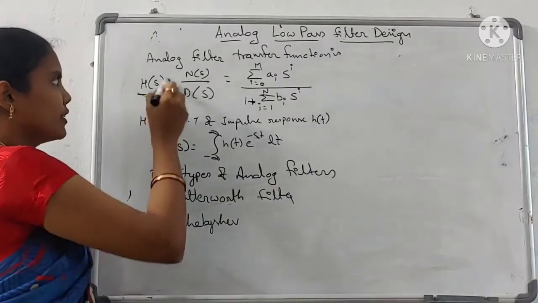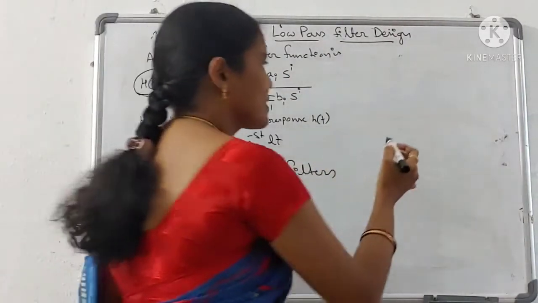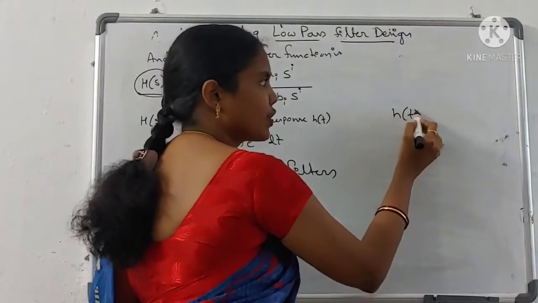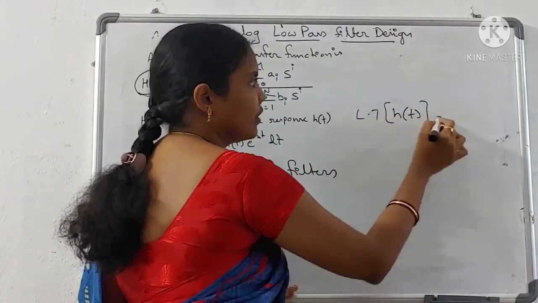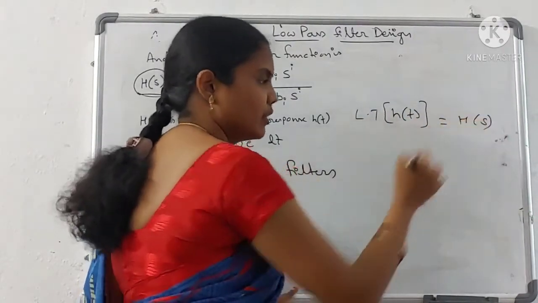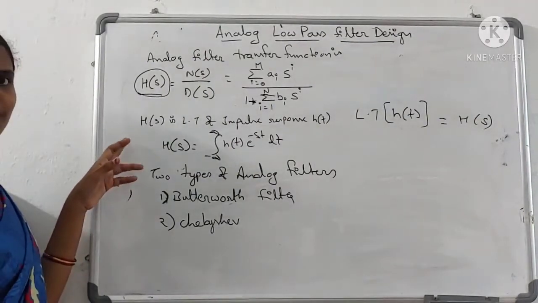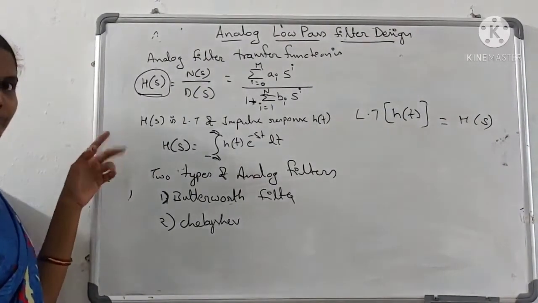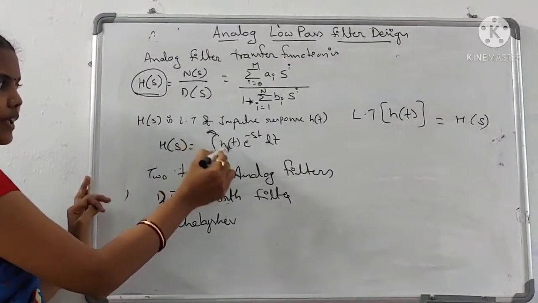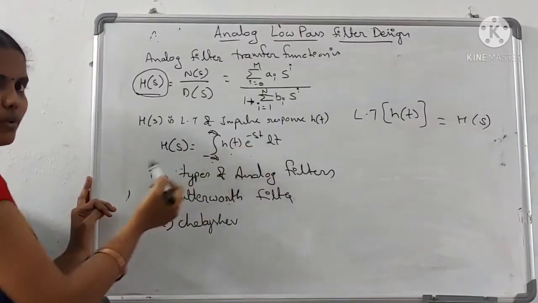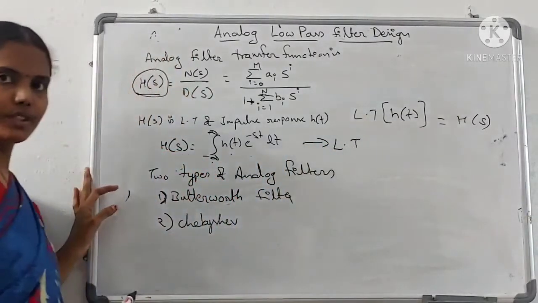H(s) is nothing but the Laplace transform of the impulse response. The impulse response is represented as h(t). If you apply a Laplace transform to it, you get H(s). So what is the formula for the Laplace transform? H(s) is equal to the integral from minus infinity to infinity of h(t) e^(-st) dt. This is the general Laplace transform equation.